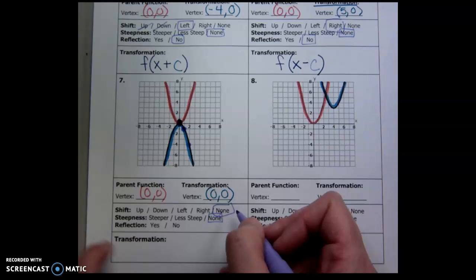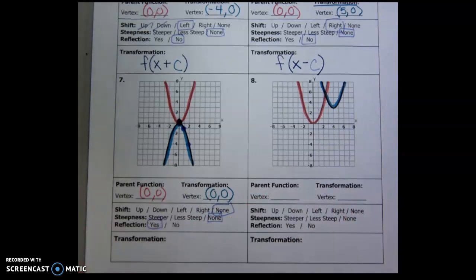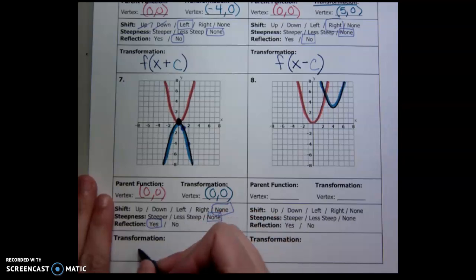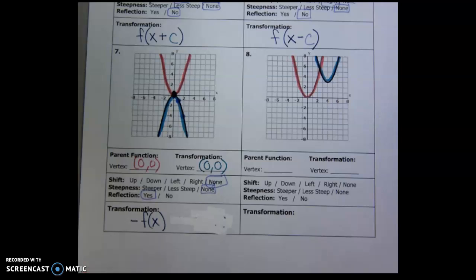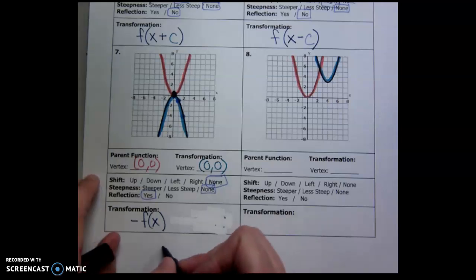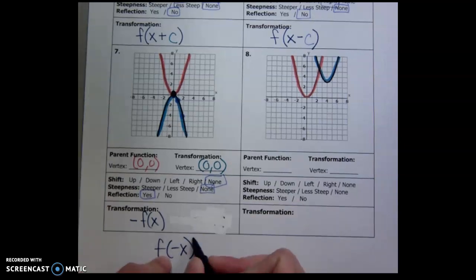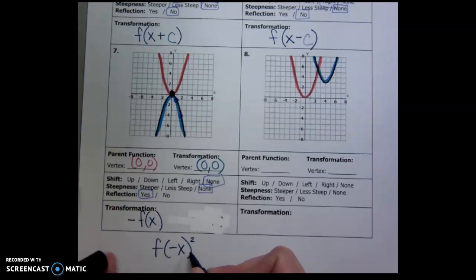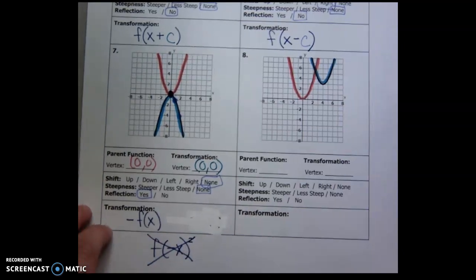Reflection. Who is that girl I see? Yes, it is a reflection. This transformation is negative f of x. We can't put the negative inside the f, inside the parentheses, because when you square that, it would become a positive, and then it would be normal. So we cannot do that.